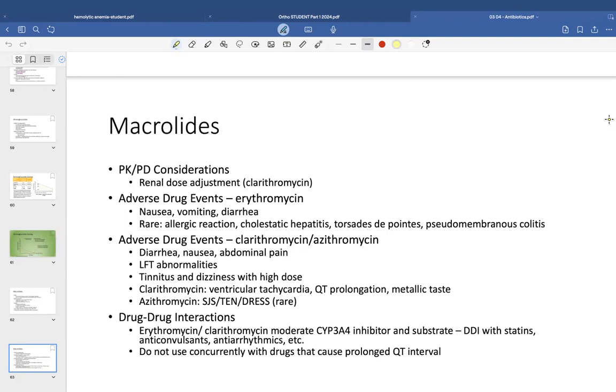The other thing with macrolides, you'll read in the labeling, erythro and clarithro are very potent inhibitors of the 3A4 enzyme in the liver. 3A4 is probably one of the most important enzymes in terms of drug metabolism. And drugs that are given concurrently with erythromycin or clarithromycin will see their levels go up.